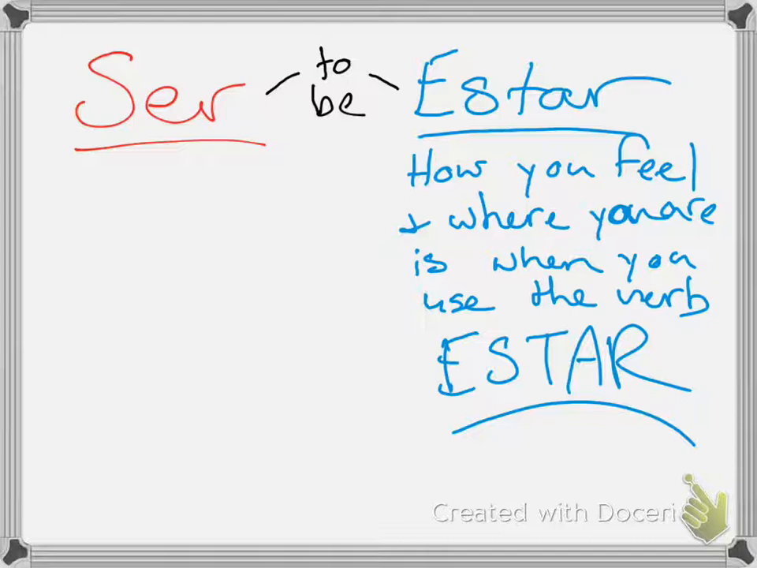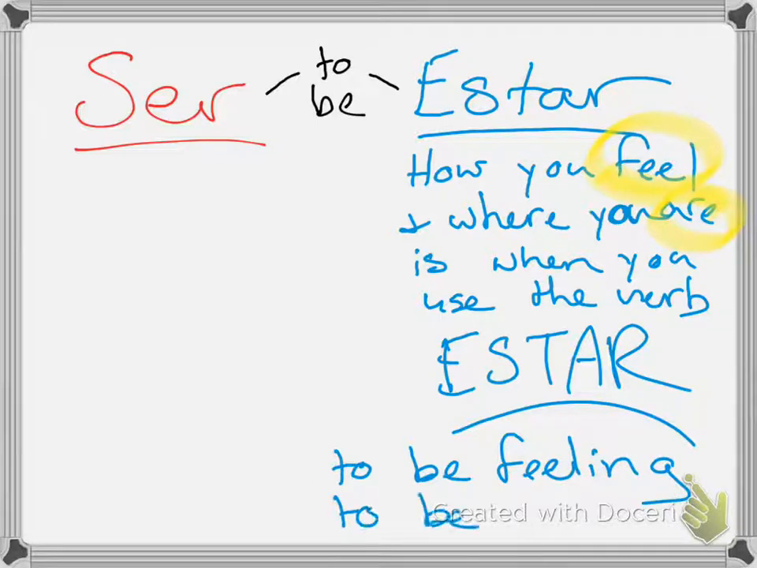So we're going to use estar if we're talking about feelings, how you feel. And we're also going to use it for locations where something is located. Okay, so they both mean to be, right? But estar is going to be feeling or to be located. Okay, like I said, we're sticking to the basics today. There are other uses, there are other nuances to these, but this is generally what it means: to be feeling or to be located. Whereas ser is going to be everything else, right?